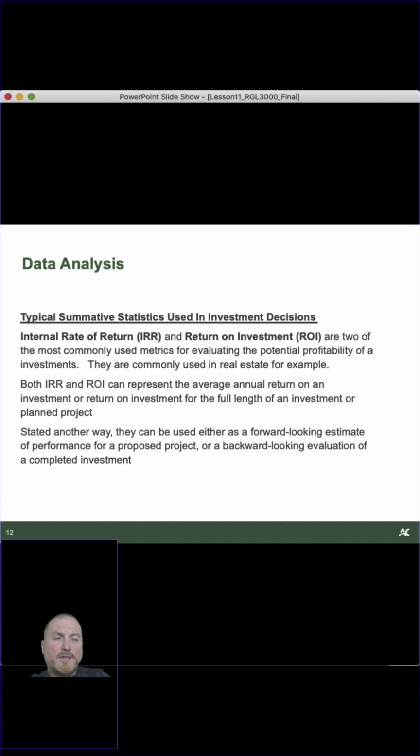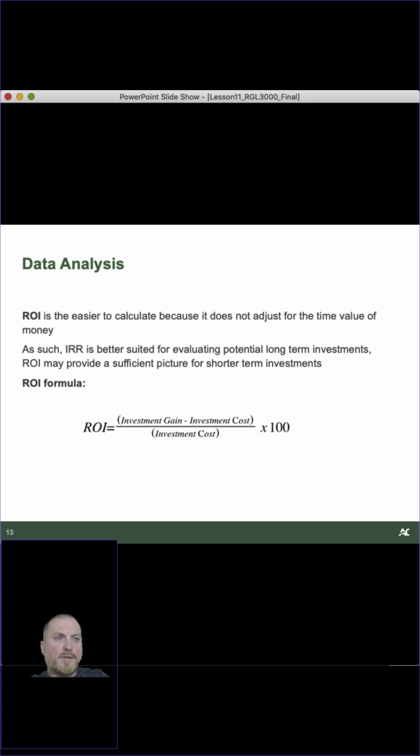Typical summative statistics used in investment decisions also include internal rate of return and return on investment. The IRR, you'll see in some of the videos that I'm giving you, is easy to calculate. All I'm looking for from you is cost-benefit ratio, NPV, and IRR. But there are many other subtypes of summative statistics that will be used in cost-benefit analysis.